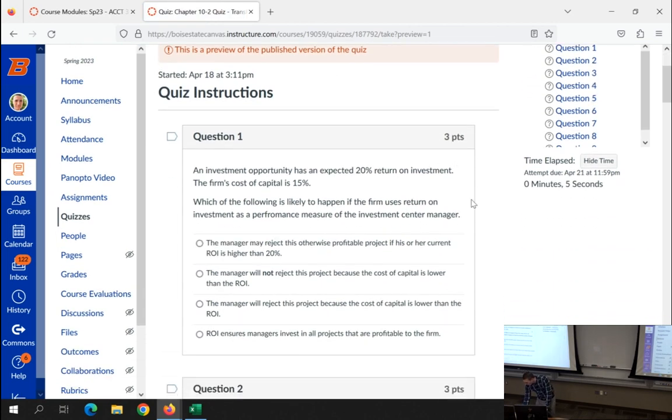All right, so here's a conceptual question. An investment opportunity, but it has to do with that second part, the ROI and residual income. So an investment opportunity has an expected 20% return on investment, ROI. The firm's cost of capital is 15%. So from the firm's perspective, should we accept that or not?